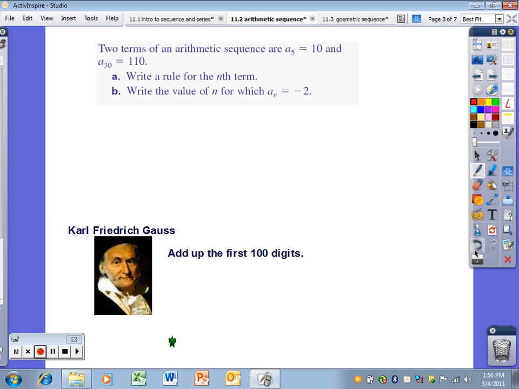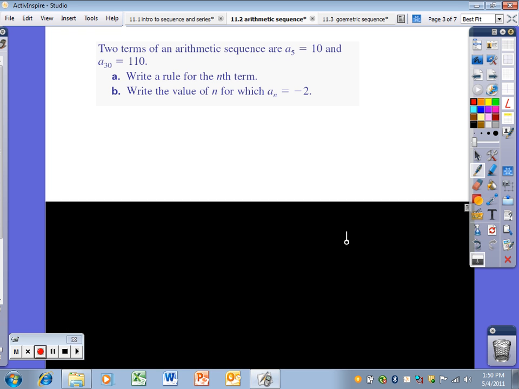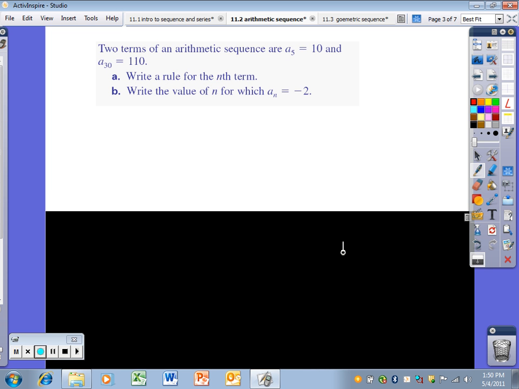Alright, let's try this next example. Two terms of an arithmetic sequence. The 5th one and the 30th one. So I've got to do my little picture. 1st, 2nd, 3rd, 4th, 5th is 10. All the way to the 30th is 110.